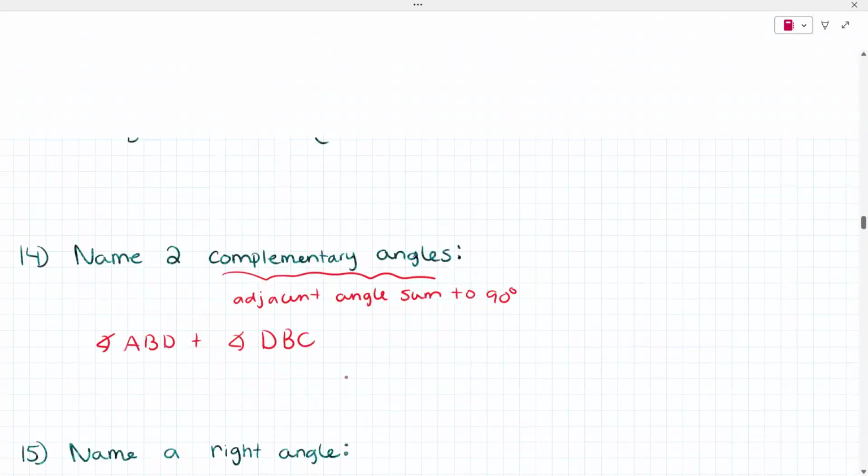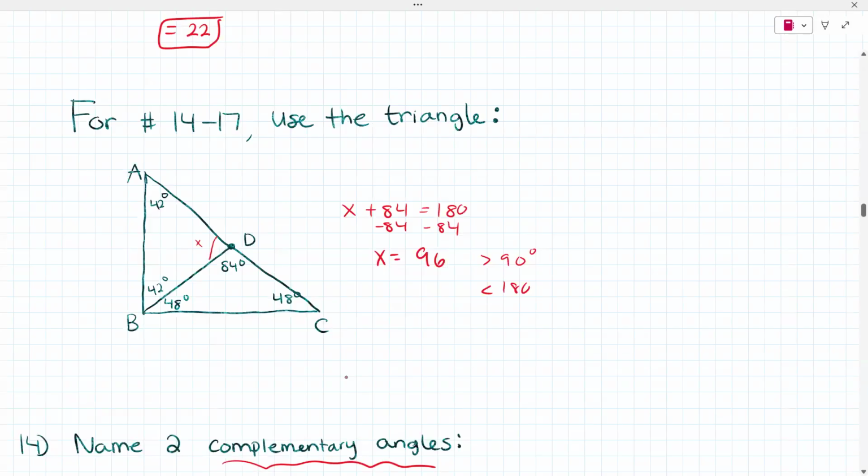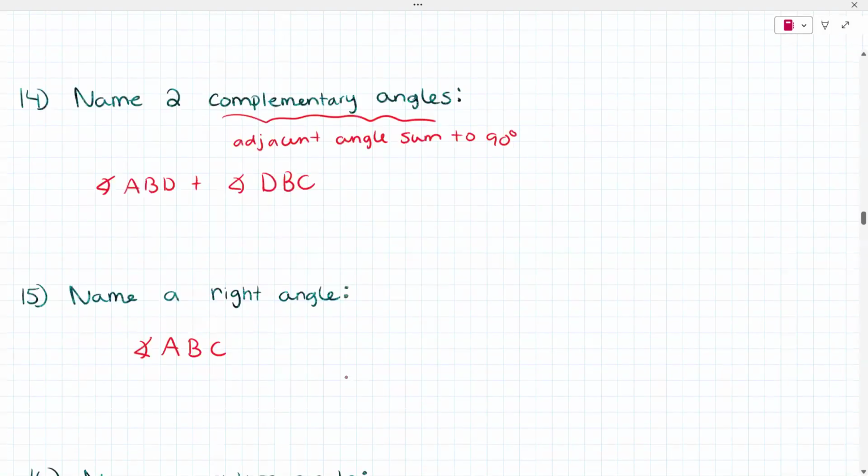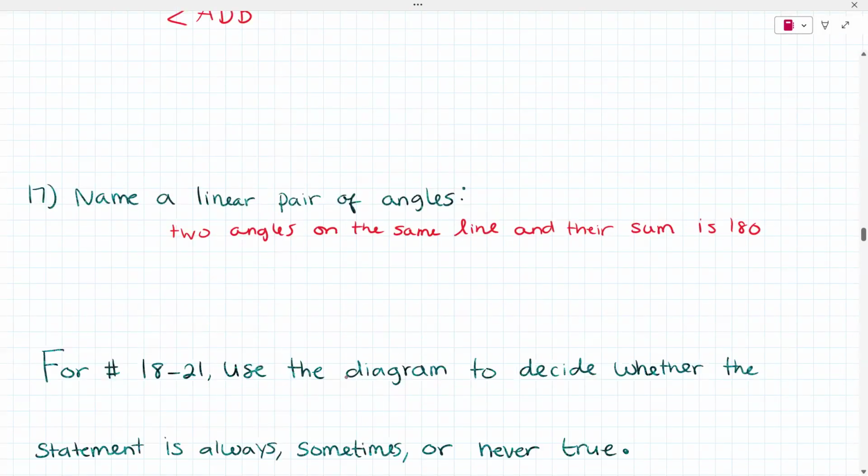So what would that be? For 17, I would say angle ADB plus angle BDC, right? So these two angles form 180 degrees. So angle ADB plus angle BDC. So basically these two angles, this angle here and this angle there. Angle ADB plus angle BDC.